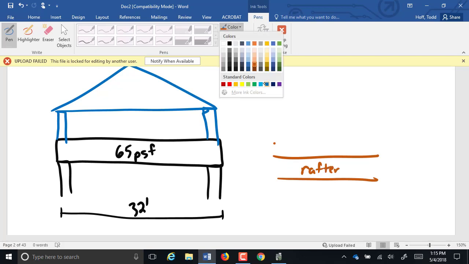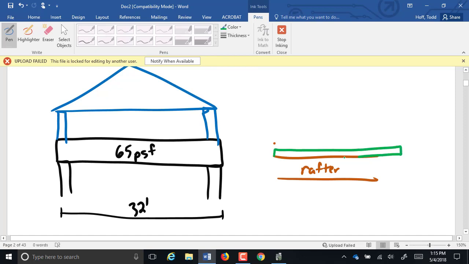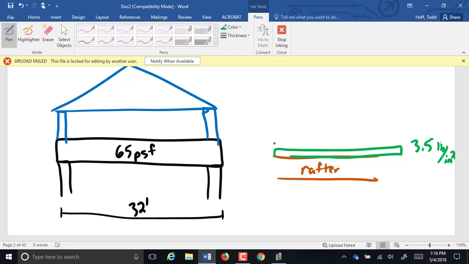What's the first thing that goes on the rafter? Sheathing. Anybody know the weight of sheathing? It's actually less than that. I say it's 35 pounds per 100 square feet, so a single sheet's only like 13 or 14 pounds. Usually they figure 3.5 pounds per square foot for sheathing. Did I say plywood? Sheathing.